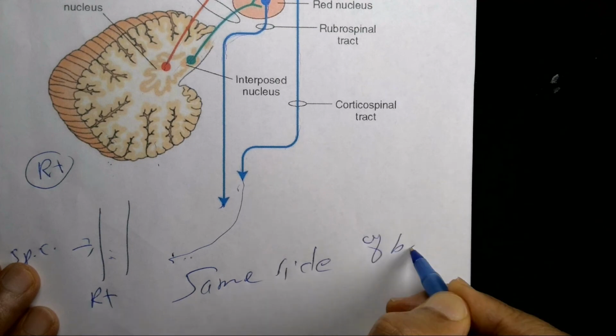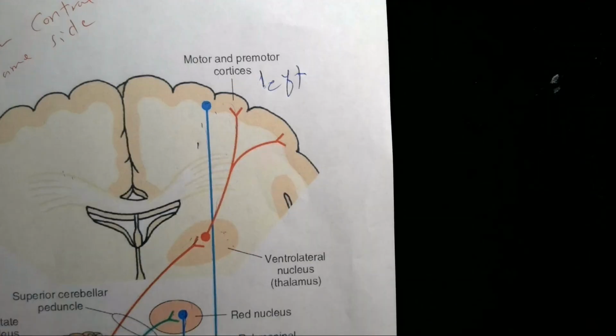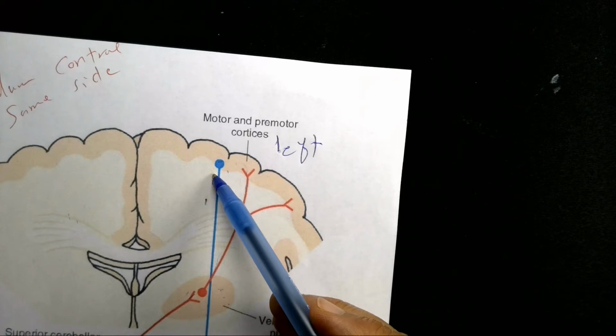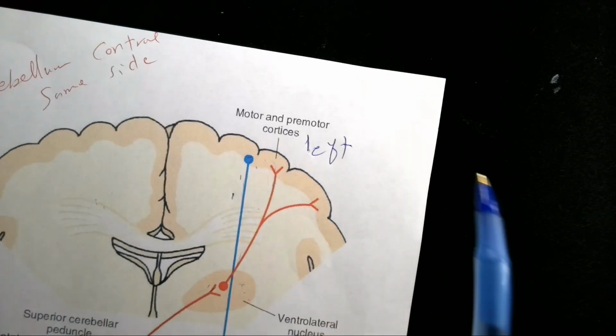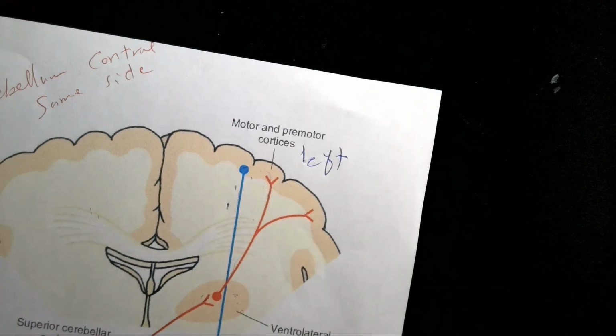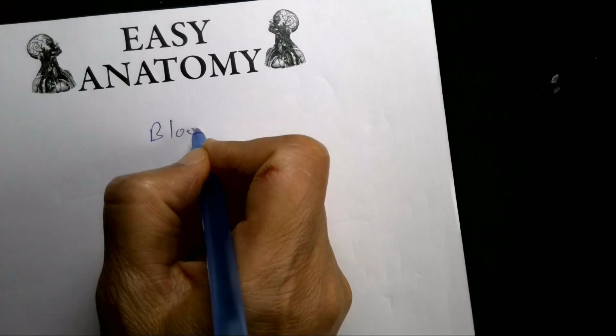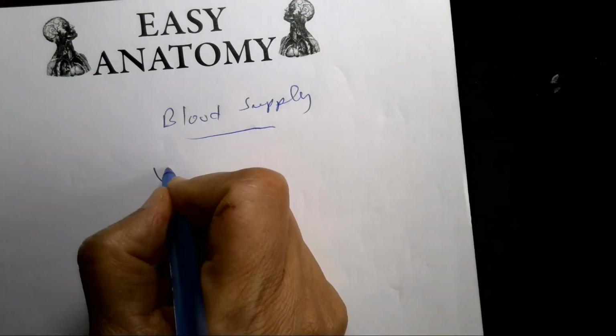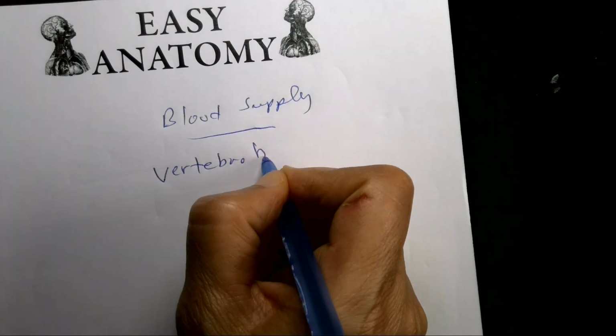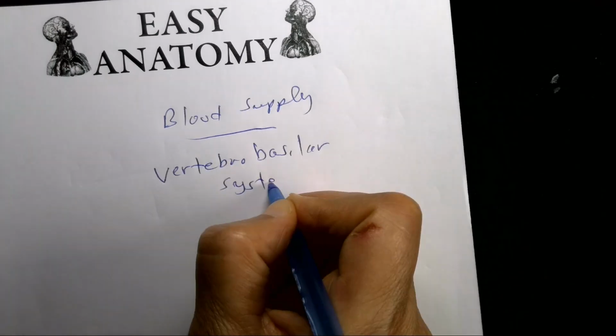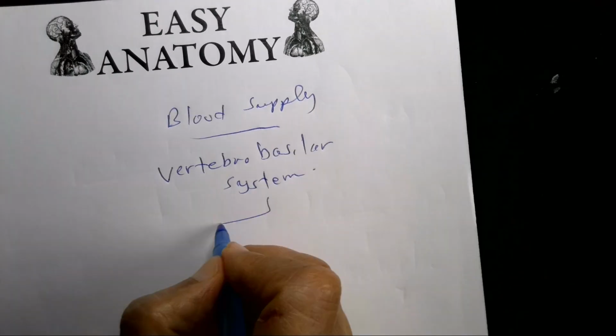This is different from the cerebrum. The cerebrum controls the movement of the opposite side of the body. I hope that this is understood. Okay, one final thing. Before the functional deformity, what is the blood supply of the cerebellum? Blood supply of the cerebellum. Blood supply coming from the vertebrobasilar system through three arteries.